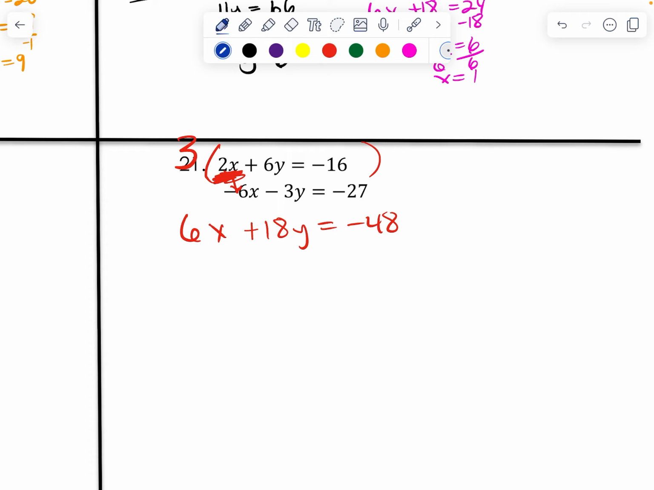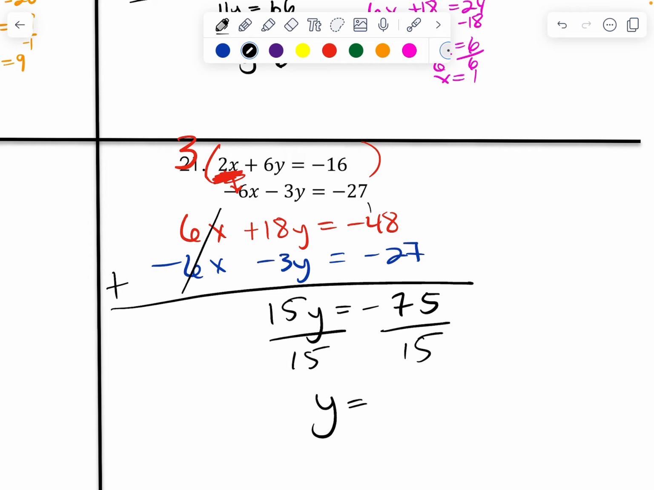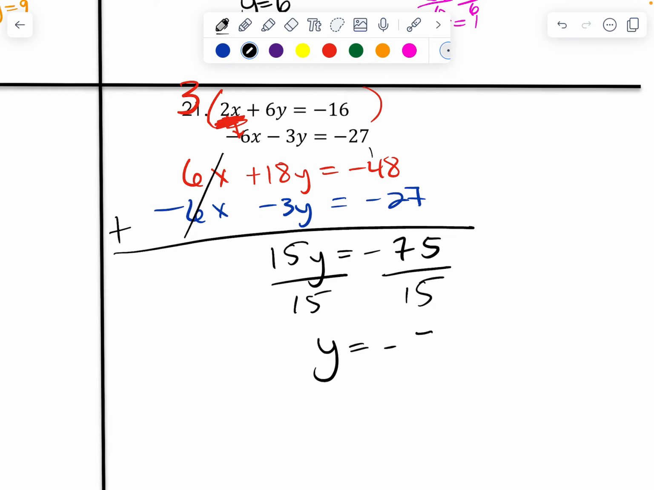I'm going to take the second equation. I'm going to write it down exactly how it's supposed to look. I'm going to add straight down. These cancel. I get 15y equals negative 75. I divide by 15. y equals negative 5.